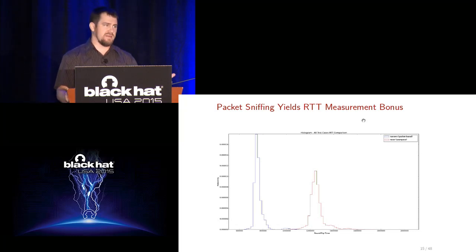And then looking at the median absolute deviation of these two distributions, which is a measure of variance, it turns out that the packet data had 40% less variance. So it's clearly much better, so that's great.